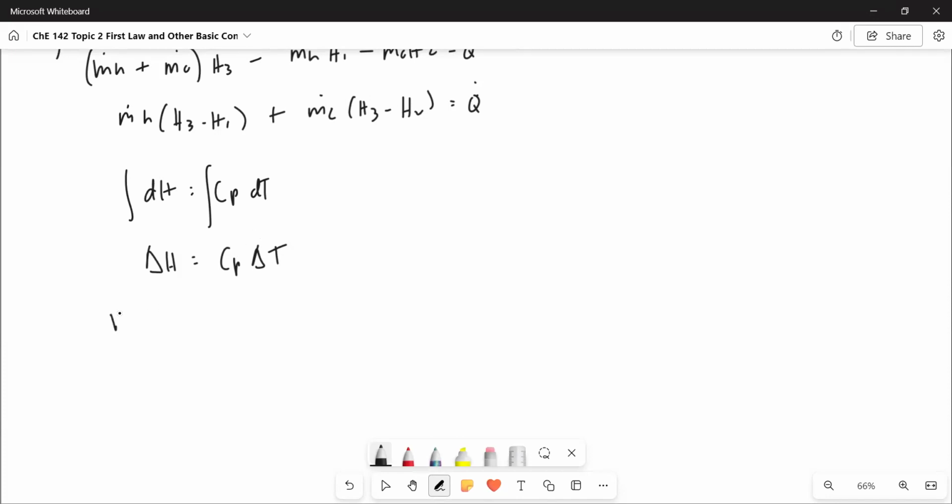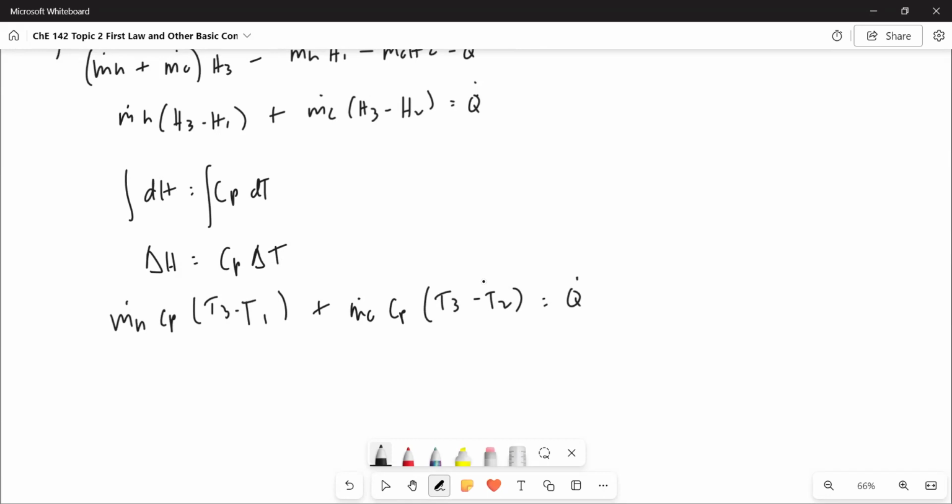So doing that, mH CP delta T, which is T3 minus T1. Again, substituting with CP delta T, plus mC CP delta T, which is T3 minus T2. Just following the streams right there.